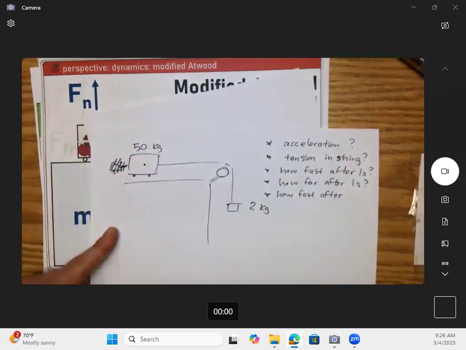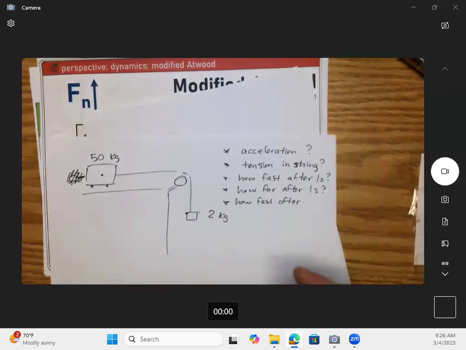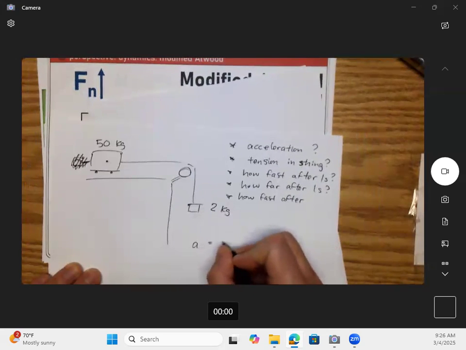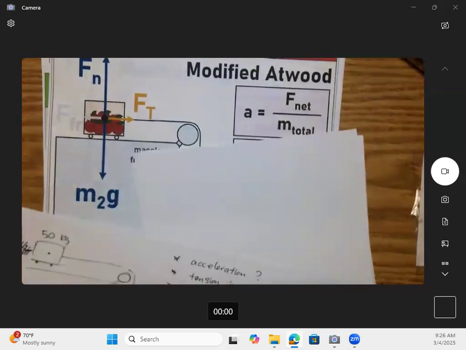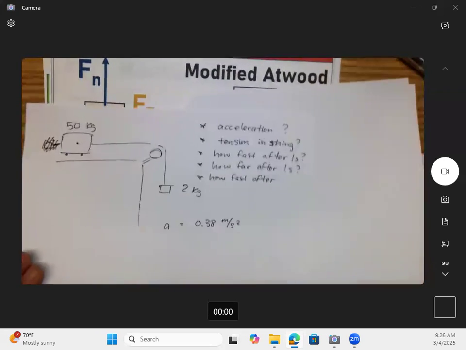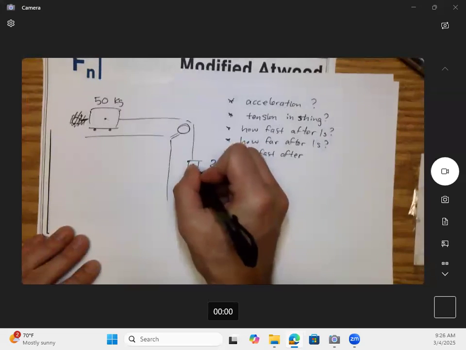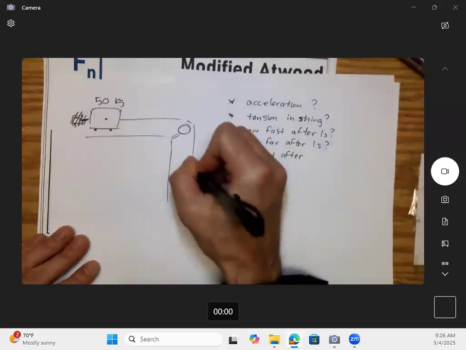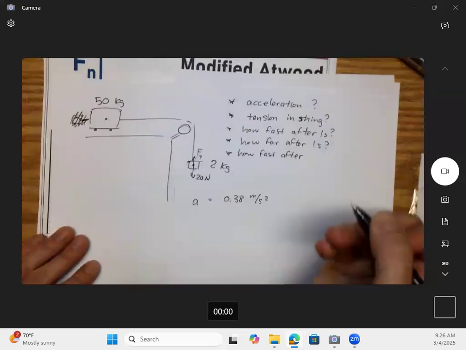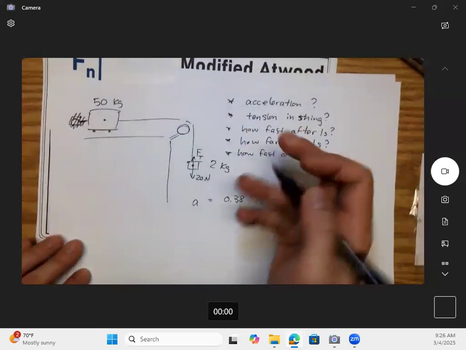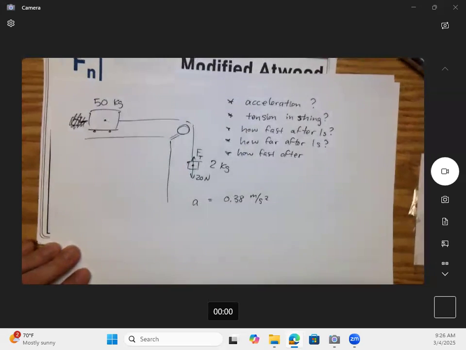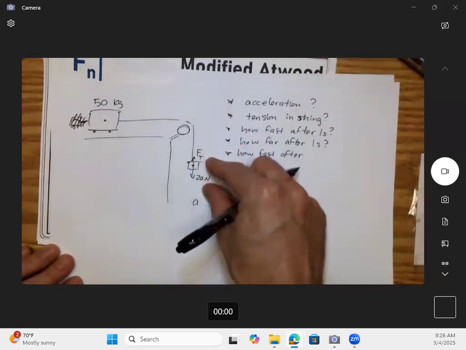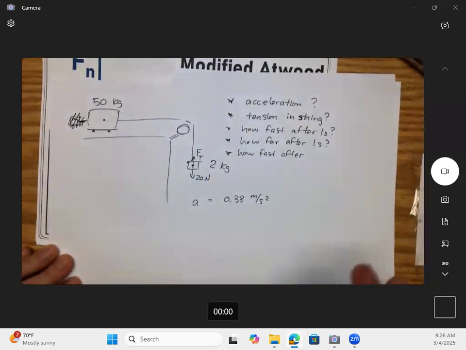All right. So what we came up with for acceleration is 0.38 meters per second squared. Now the tension of the string. Let's say I do this block here. I've got 20 newtons down and some F sub T pulling up. In fact, I bet they're pretty close to each other. I bet this tension is just a little bit less than 20 newtons, maybe like 19 newtons, because this block is going to be accelerating very slowly, so there's a very tiny net force on it.